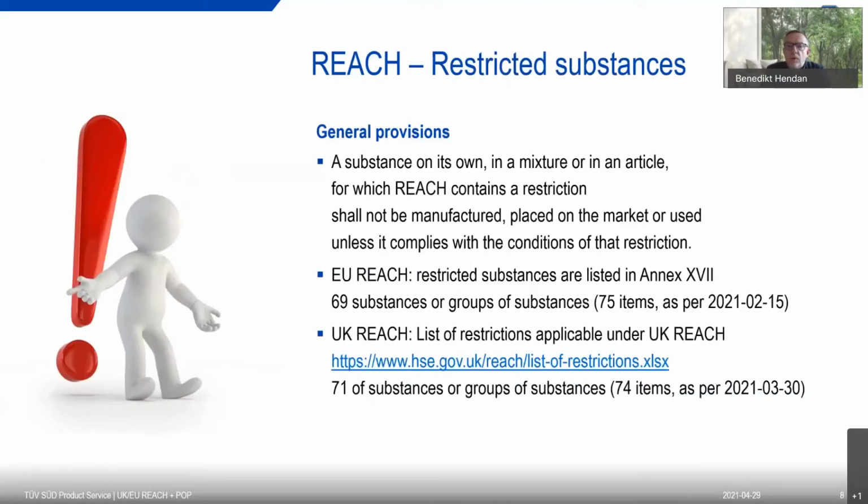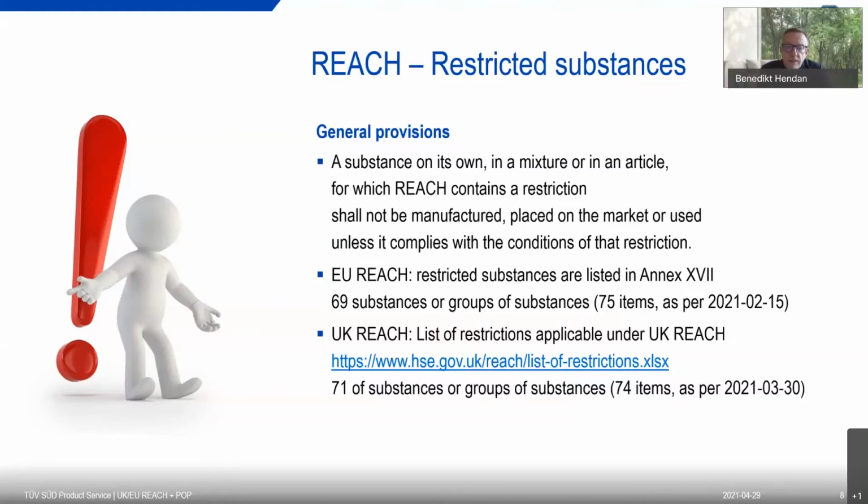What does it mean, restricted substances under REACH? There is a general provision which says that a substance on its own, in a mixture or in an article, for which REACH contains a restriction shall not be manufactured, placed on the market, or used unless it complies with the conditions of this restriction.